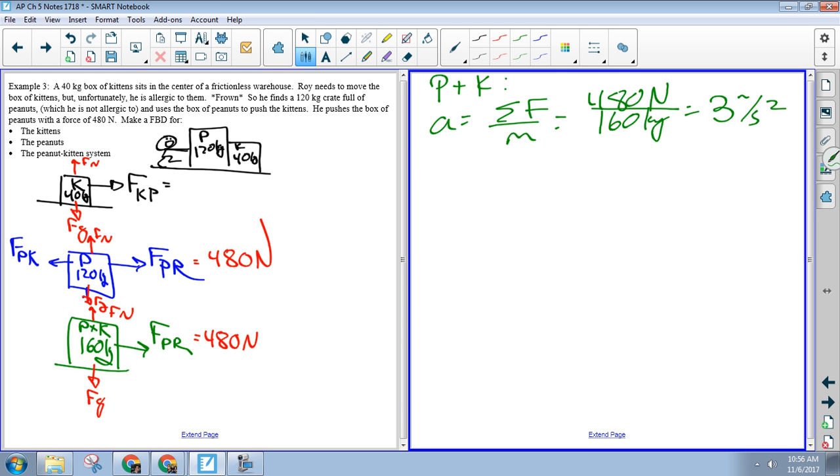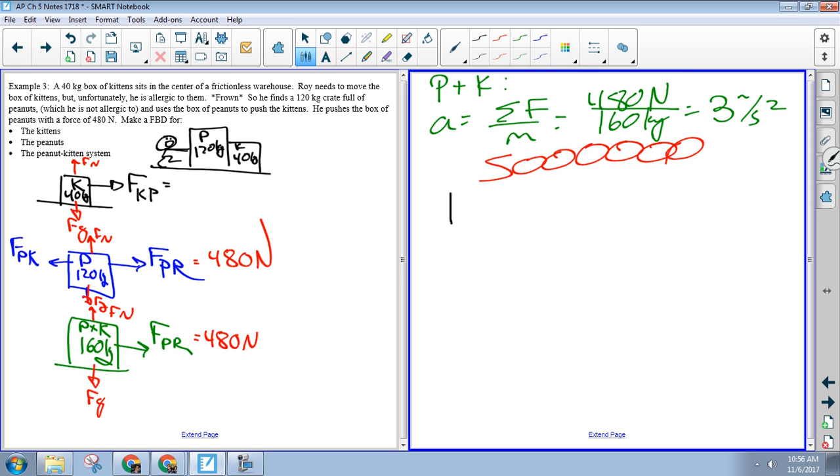All right. So, what do I know about the acceleration of the peanuts and the acceleration of the kittens? They're the same. They're the same as the acceleration of the system, right? Because they're all sliding together, right? Okay, so now I can do this.